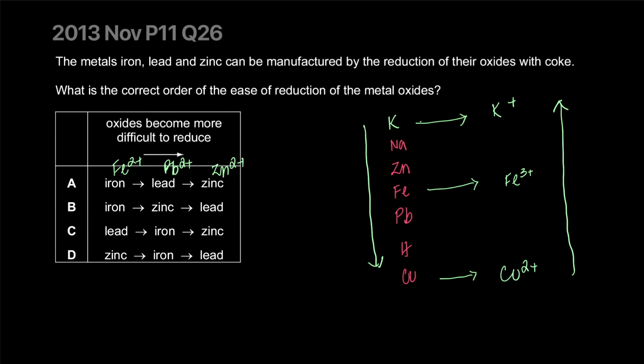So in which direction is the difficulty decreasing? With C, you notice that the order over here is correct compared to the reactivity series. And with D, the order is correct with the reactivity series.